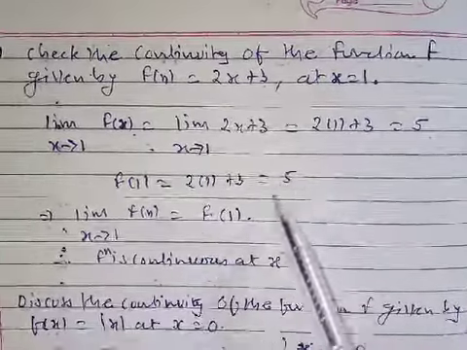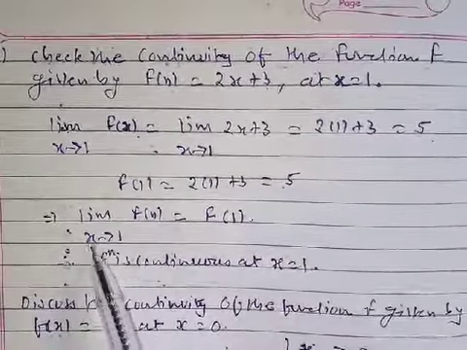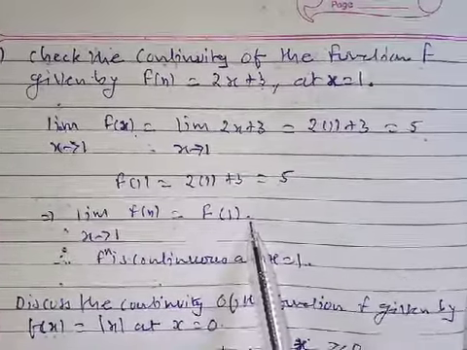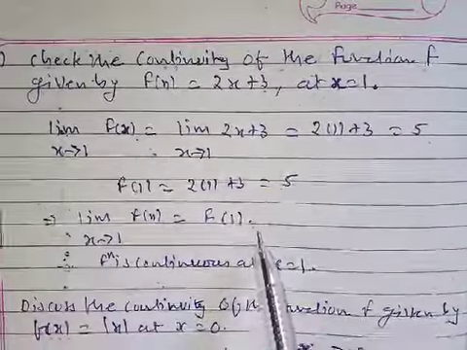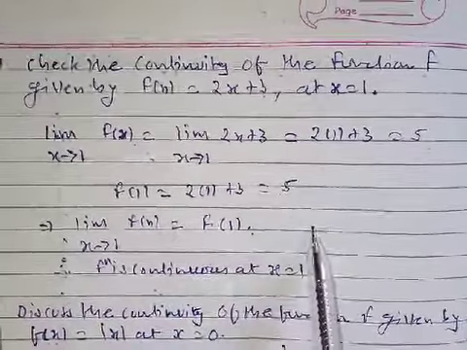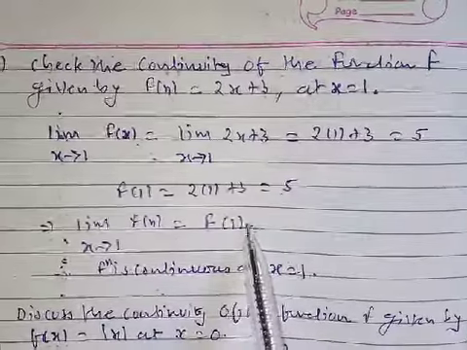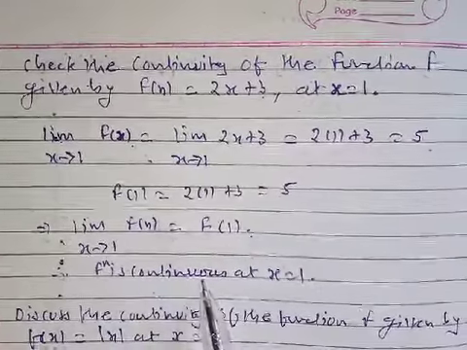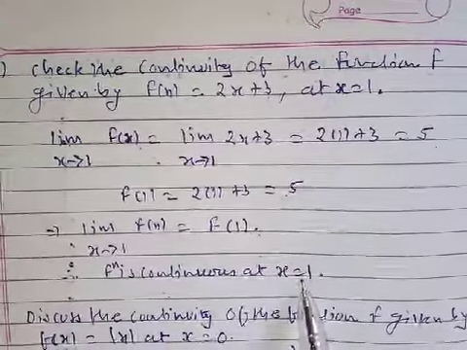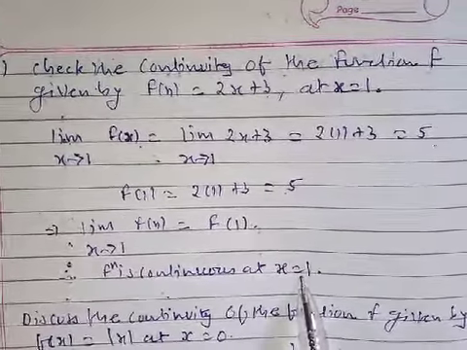So both are equal. So what do we say? The limit as x tends to 1 of f of x is equal to f of 1. What does this mean according to this definition? The limit as x tends to c of f of x is equal to f of c. When this is proved, then the function is continuous at x. Therefore the function is continuous at x is equal to 1.